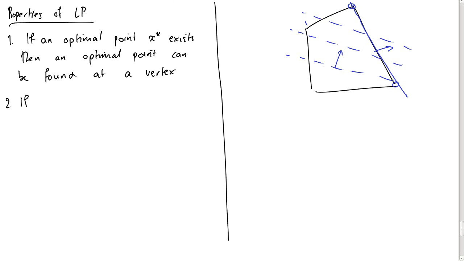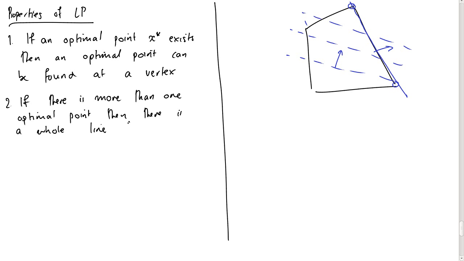Okay, so let's make a related statement. If there is more than one optimal point, then there is a whole line in 2D or face in 3D, etc., of optimal points.